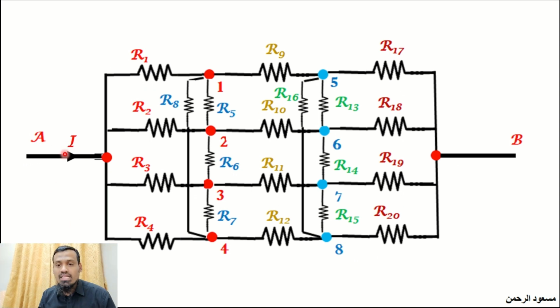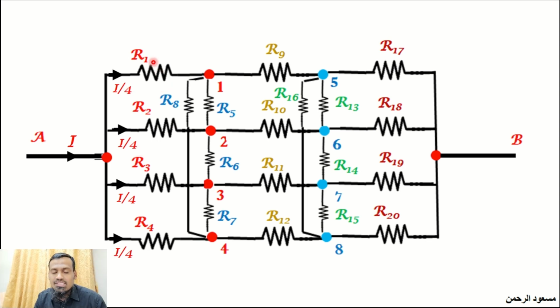Now, let us assume that a current I is passing into the network through the point A. After point A, as all the resistances are of equal value, this current I will divide into 4 equal parts. So the current through R1 will be I by 4, the current through R2 will be I by 4, the current through R3 will be I by 4, and also the current through R4 will be I by 4. This is so because the resistances R1, R2, R3 and R4 are equal.